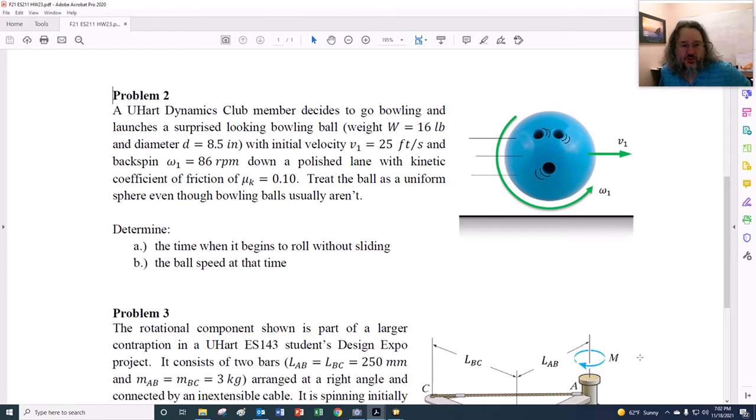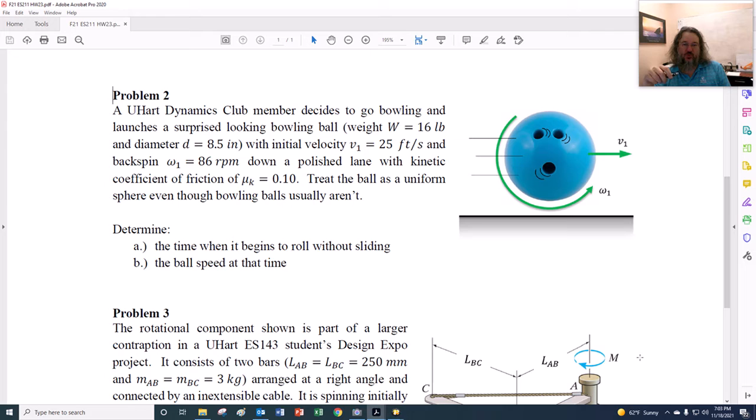All right. So the U-Hearts Dynamic Club decided to go bowling, and this bowling ball looks pretty surprised. We're picking one of the bigger balls, right? The 16 pounds. I think it's usually this size. Maybe somebody can get the little kids ball. It's 8.5 inches with an initial velocity of 25 feet per second and backspin, so it's going the opposite direction from what it would spin if it was rolling, at 86 RPM down a polished lane, and the kinetic coefficient of friction is 0.1.